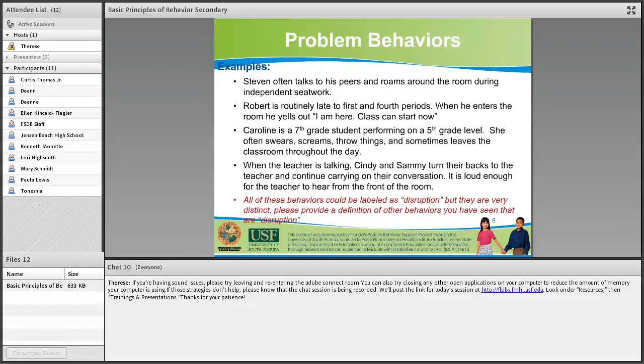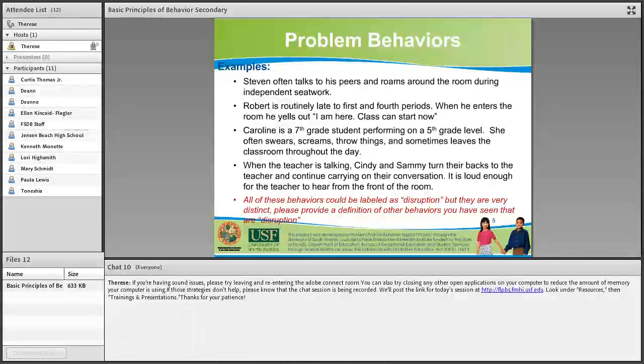Let's look at a few examples of what problem behavior definitions could look like. This will probably make it a little bit more concrete. Looking at the first one, Stephen often talks to his peers and roams around the room during independent seat work. You could call that disruption if you wanted to, but talking to his peers and roaming around the room is much more behaviorally descriptive.